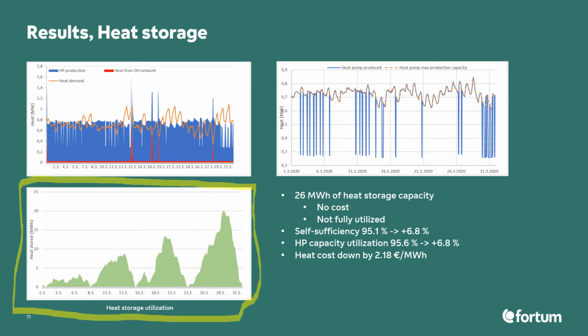It was only utilizing around a maximum of 20 megawatt hours of the heat, and that only a short amount of time. The self-sufficiency of the network, as well as the capacity utilization of the heat pump unit, was brought up to 6.8%, bringing down the heat costs by 2.18 euros per megawatt hour, which is actually a significant decrease in the production costs.